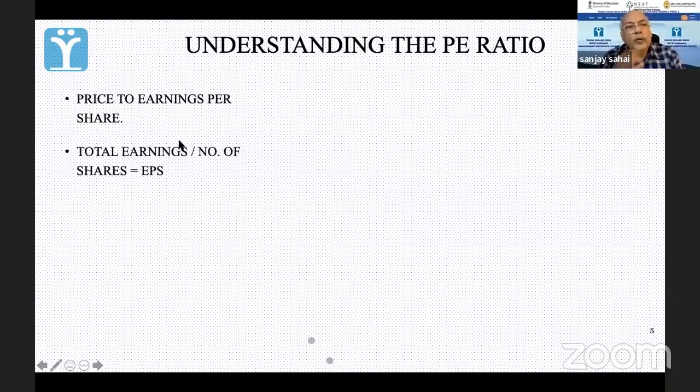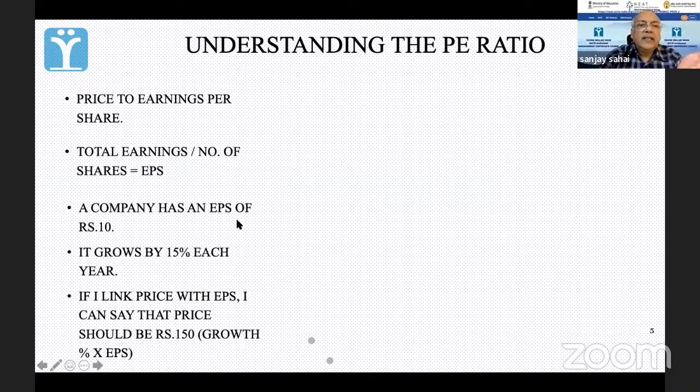So how will I do this? First of all, I'll get my total earnings. I'll divide by my total number of shares. So once I do that, I have earning per share. So the profits are divided by the number of shares. That gives me the profit per share, or earning per share. And then let's say a company has an EPS of 10. And we see that it can maintain a growth of 15% each year.